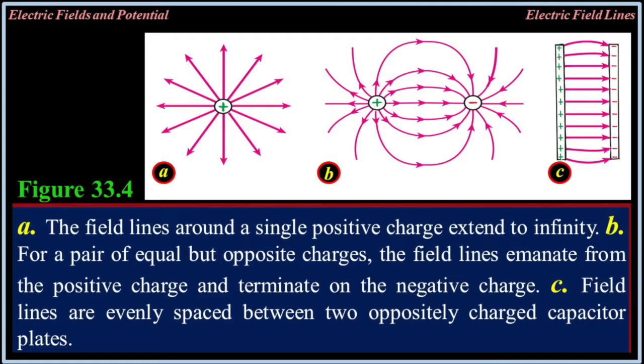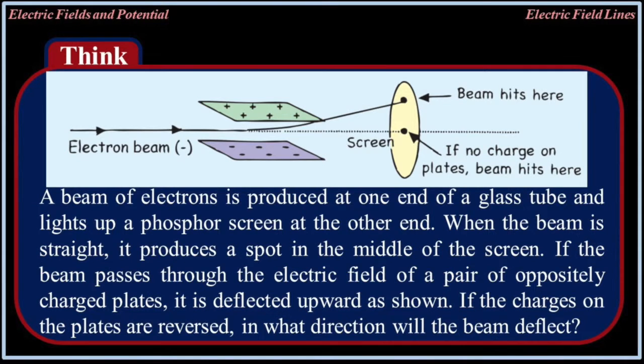Figure 33.4a. The field lines around a single positive charge extend to infinity. B, for a pair of equal but opposite charges, the field lines emanate from the positive charge and terminate on the negative charge. C, field lines are evenly spaced between two oppositely charged capacitor plates.